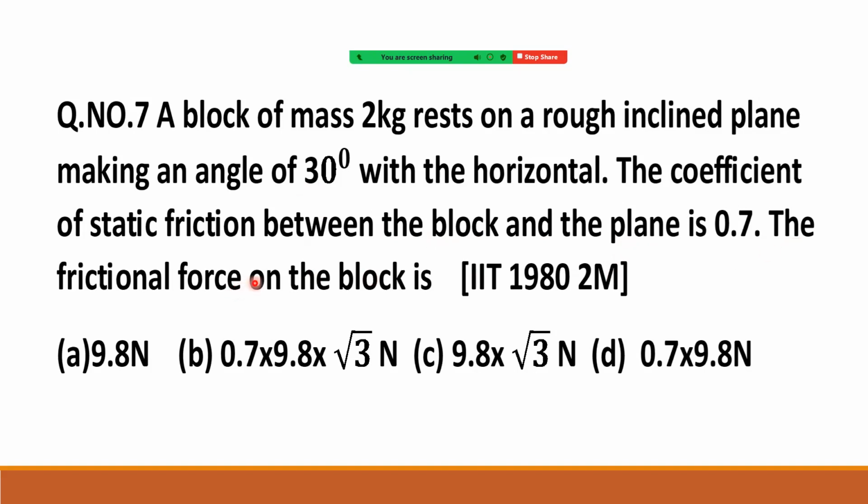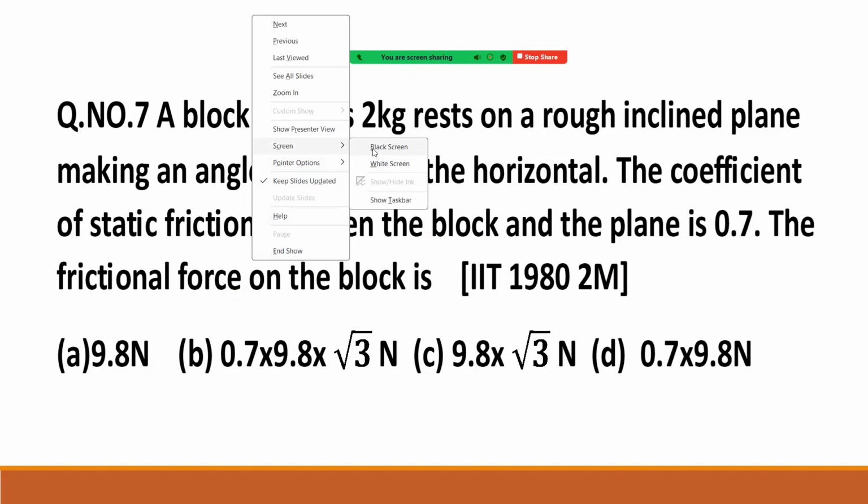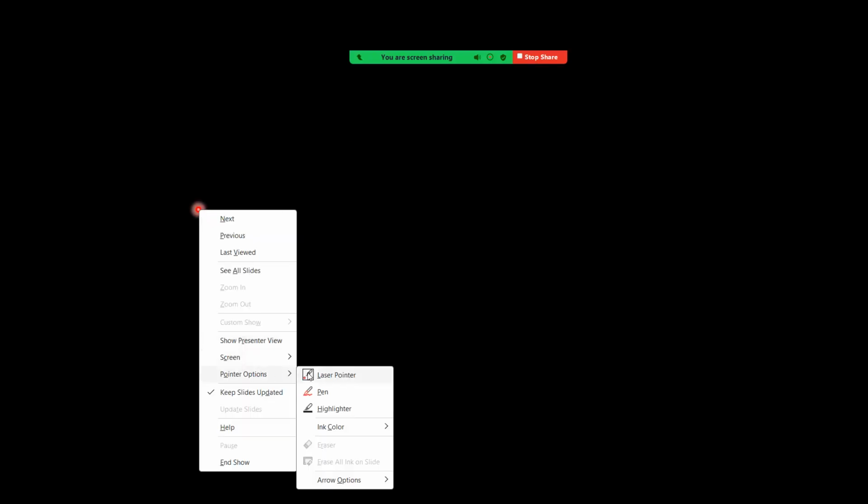So first we have to focus on whether the block is moving or not moving. Let's see here. First write down the given data: mass given 2 kg, angle of inclination given 30, mu s value given 0.7. We have to calculate the frictional force.